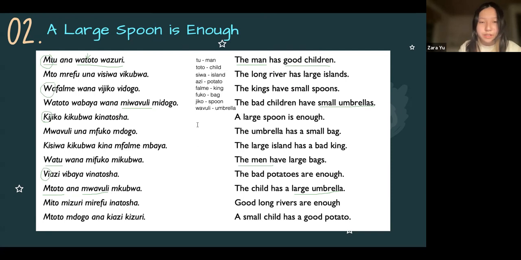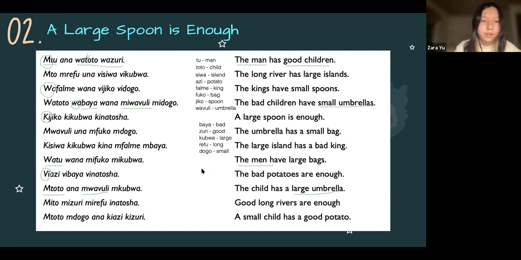Okay, now we want to get the translations for all of the adjectives. So we have BAYA is bad. Also, when you have the adjectives, they also follow the same thing. So let me see. The bad children, the BAYA also has a prefix of WA, so they all follow the same thing. Then let's go on. ZURI is good. KUBWA is large. REFU is long. And then DOGO is small, like that.